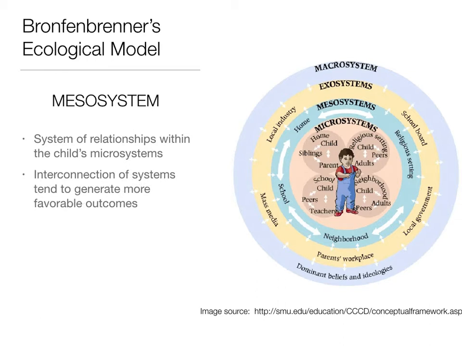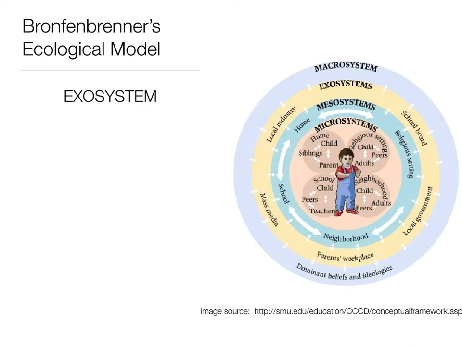And what we see is that the interconnection of systems, the better connected these systems are, the better connected school is with home, and the better connected home is with neighborhood, we tend to see better outcomes because we have these systems working together for the benefit of the child. And so you see, especially in school systems, why they really try and push for parental involvement. That's because they know that when these microsystems are involved on the mesosystem level, we really see beneficial outcomes for the child. So again, this is how those microsystems interact with each other, is what mesosystem is.